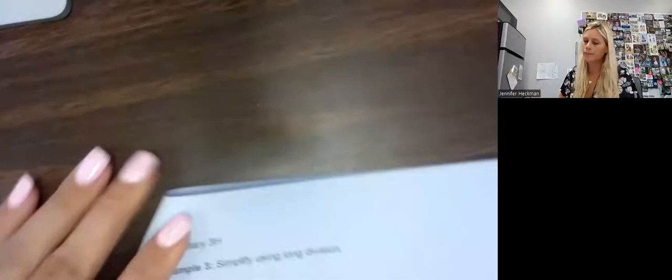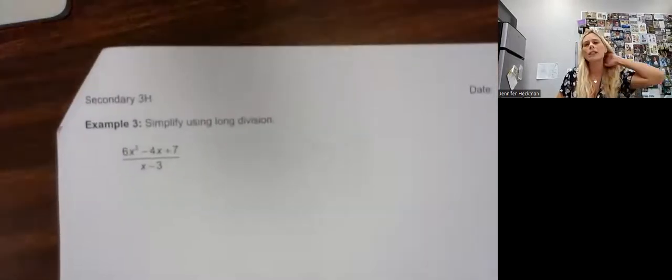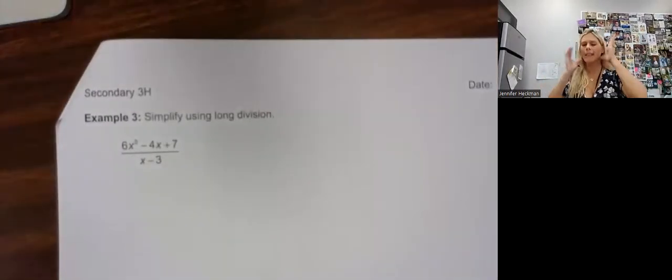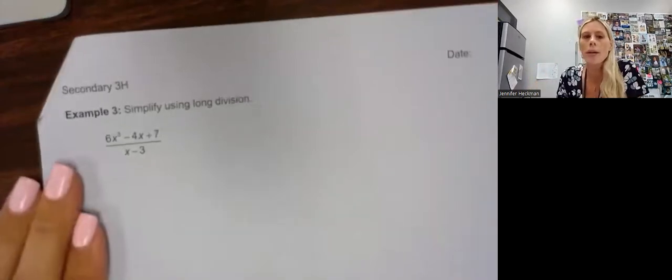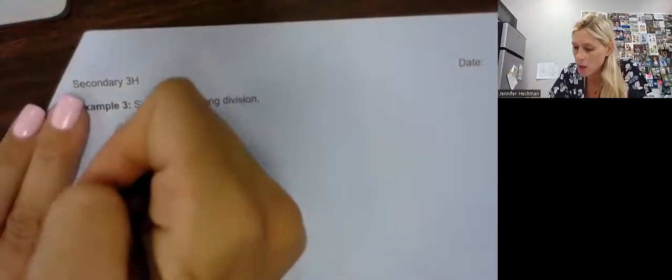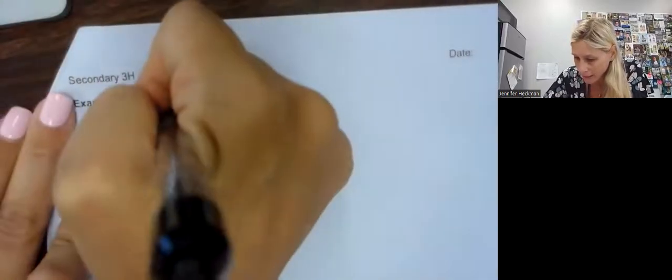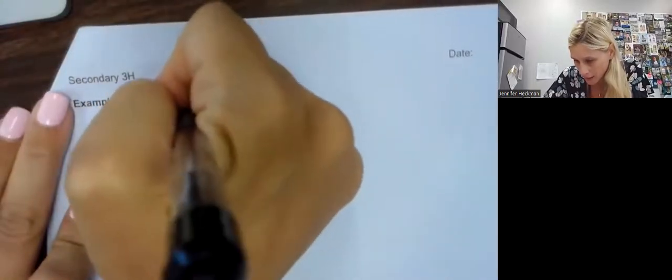Ta-da. Go to the next one. Now, of course, I'm not just going to do examples that repeat the same thing over and over and over. There's going to be some tricks, right? So here is our trick here. We are missing a term. Do you guys see that?